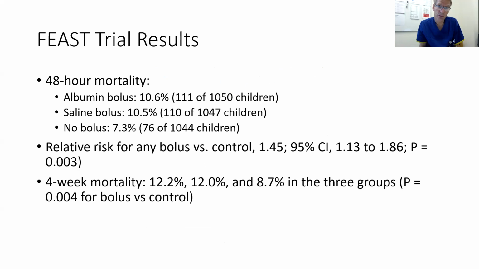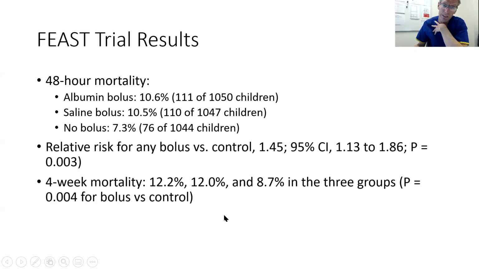Those children who got a fluid bolus had a much greater risk of dying. These children received fluid boluses of somewhere between 20 and 40 mils per kilo of fluid. So quite large fluid boluses. It was mostly 20 mils per kilo of fluid, but some got 2 lots of 20 mils per kilo of fluid. And I won't go through the statistics, but basically the mortality rate in those that got a fluid bolus was 10%. And in those that didn't get a fluid bolus, it was 7%. That was a very significant difference, and it was related to the fluid bolus the children received.